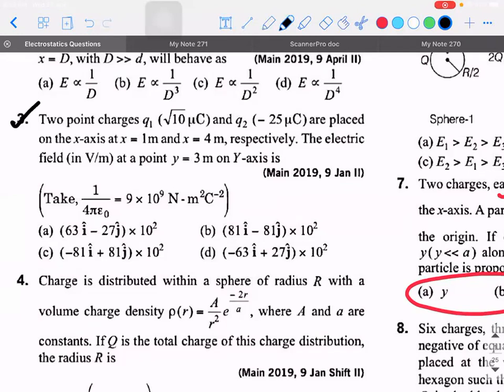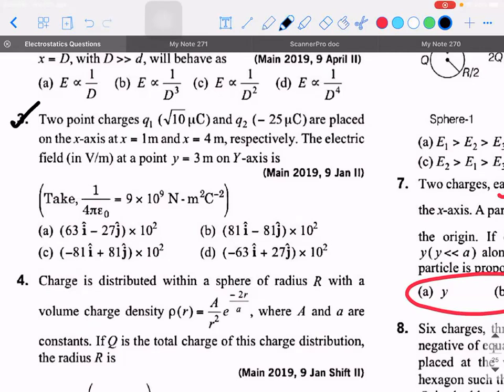How do you solve? You try to solve. So two point charges Q1 and Q2 are placed on the x-axis at x equal to 1 meter and 4 meter respectively. The electric field at a point y equal to 3 meter on the y-axis. It's simple trigonometry, we'll get the answer. So what is the electric field due to a point charge at a given distance?